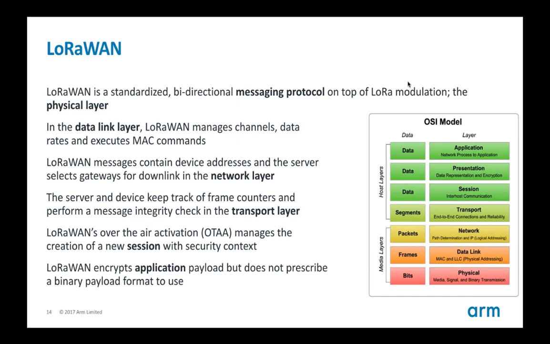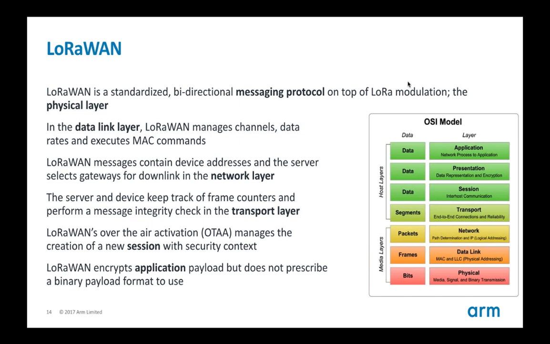And MAC commands are commands that are sent between the network server and the end device and that are not visible to the application, and these can, for example, be used to control the data rate of devices. So this is built into LoRaWAN. Also, there's addressing, and there is gateway selection for downlink. So if you have multiple gateways that cover a single device, the network can select which is the best gateway to send a message, for example.